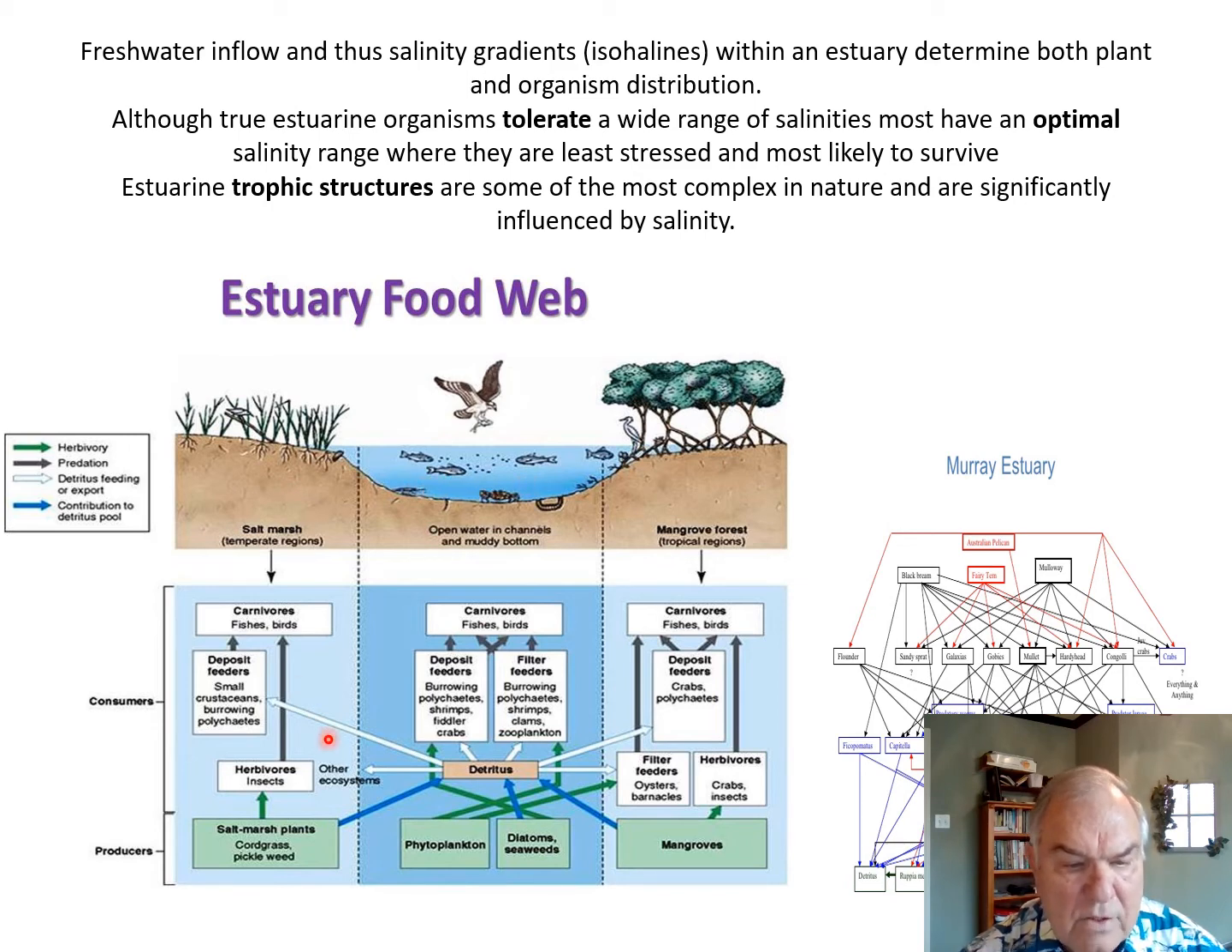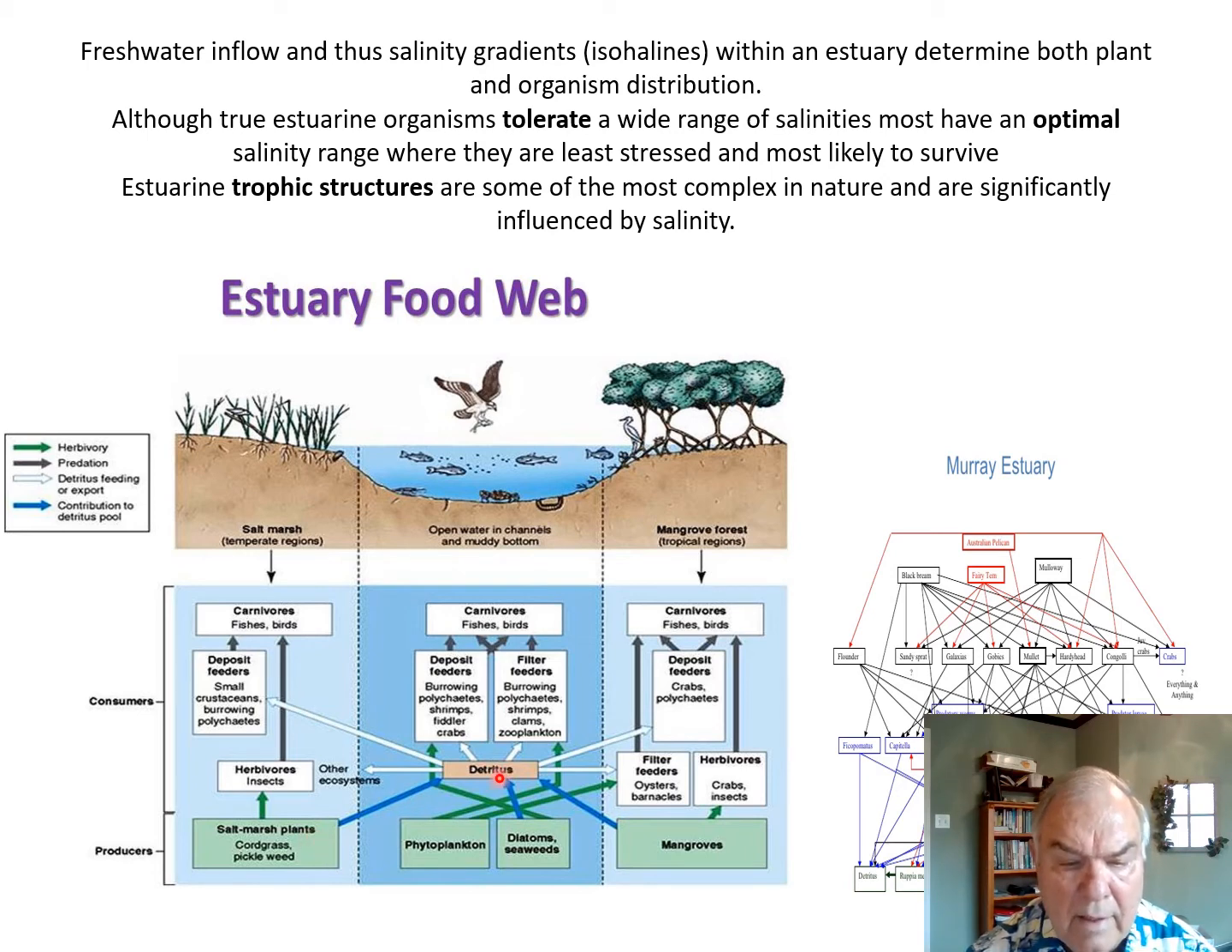Beneath each one of these, it's interesting if you take some extra time to look. You're going to see down here at the bottom the producers in that particular part of the estuary. In this case, it's salt marsh plants. In the water, it's either phytoplankton or diatoms and seaweeds. Over here, of course, would be the mangroves. All of these, the mangroves, diatoms, and the plants, contribute, as I mentioned the other day, to what's called the detritus or the detrital food chain.